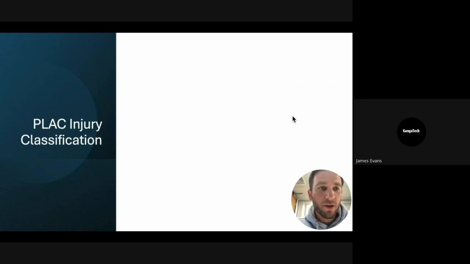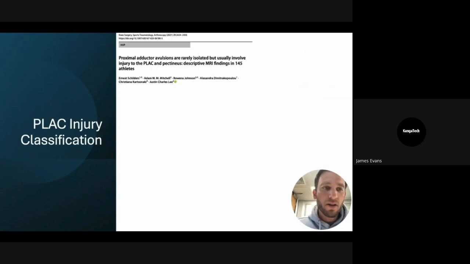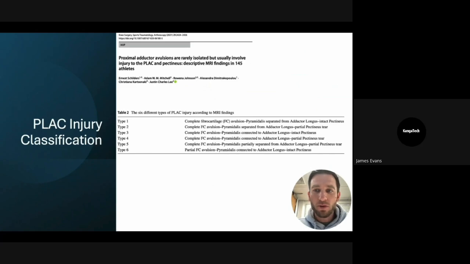So when you look now at the injuries to this area, you have the classification system, again described by Schilders in this paper. Ultimately there are 6 different types of the PLAC injury, which I'm not going to describe here, but you can quickly see them in this table. Typically they're classified based on the fibrocartilage avulsion, or whether the pyramidalis is separated or connected from the adductor longus, and if there is an intact or partial pectineus tear as well. So they're the main three things that they're looking at to determine the type of injury.